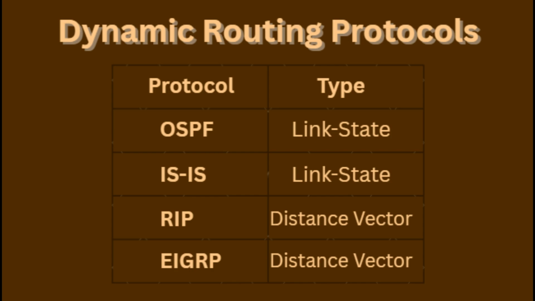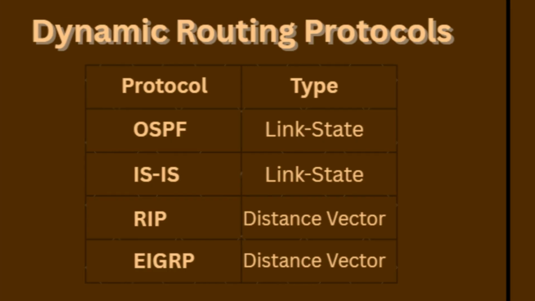RIP, Routing Information Protocol, a distance vector protocol, the easiest to configure, but limited because it only looks at hop count and doesn't scale well. EIGRP, Enhanced Interior Gateway Routing Protocol, a distance vector protocol with link state features, often called a hybrid. It's a Cisco protocol, efficient and powerful.